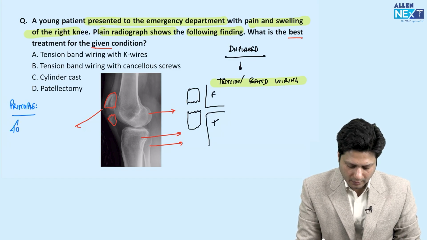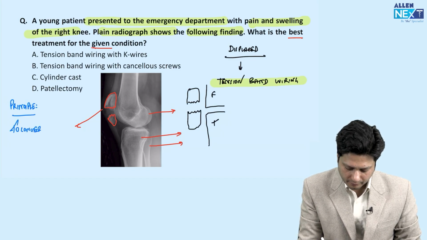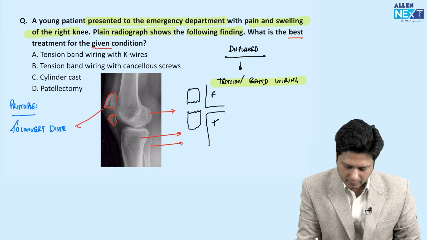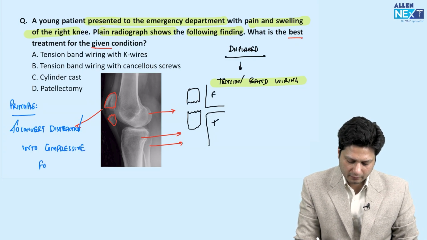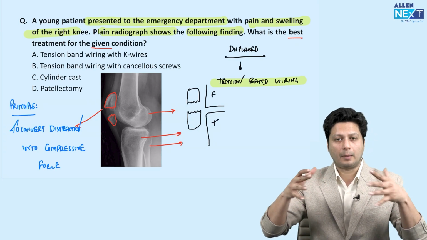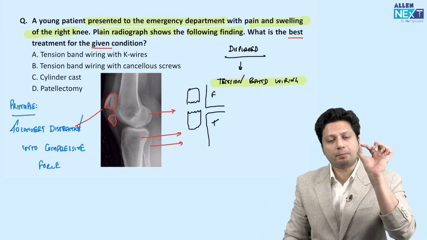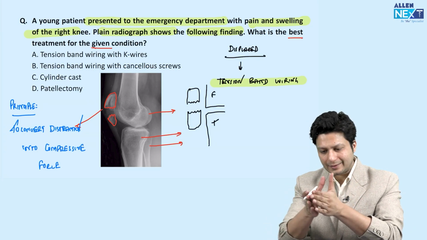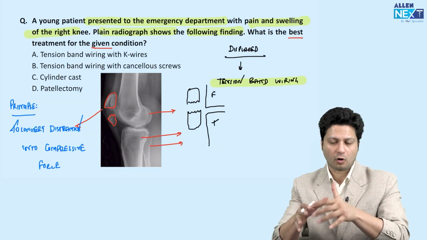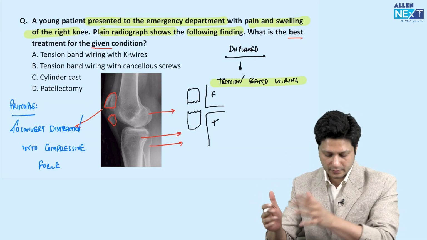First of all, if we write down the principle of tension band wiring, it is to convert the distraction into compressive forces. All right. You know, the action of tension band wiring is to achieve compression at the fracture site. But the principle of tension band wiring is to convert the tensile forces, or distraction, into compressive forces.